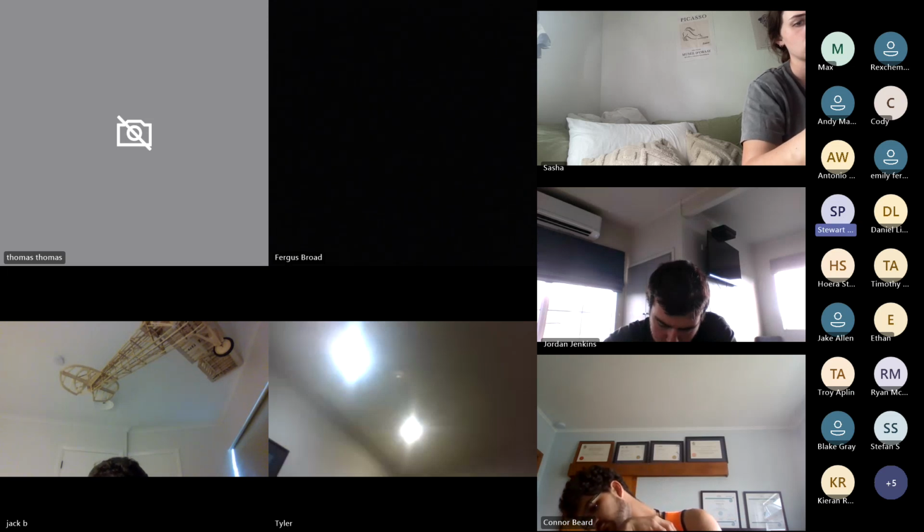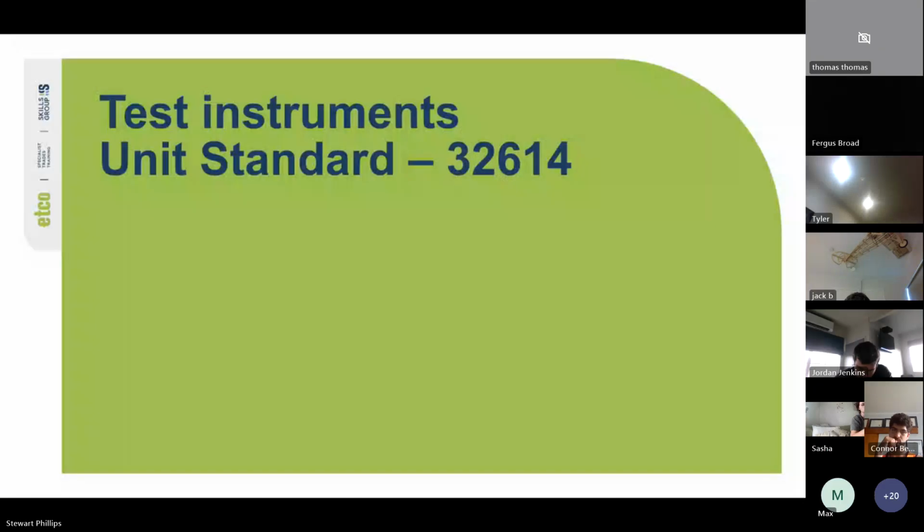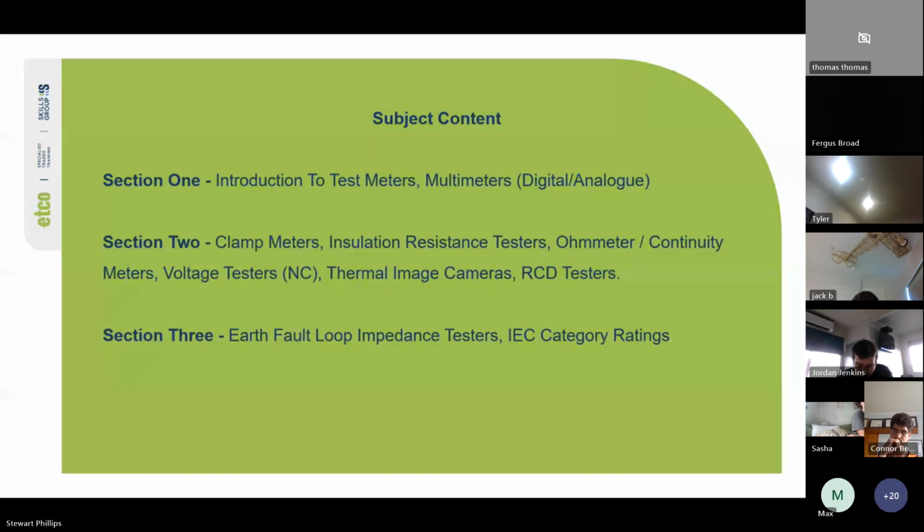Cool. So one moment. Cool. Can everyone see the PowerPoint, the test instruments unit standard 32641? Cool. Right. So going to look through this.